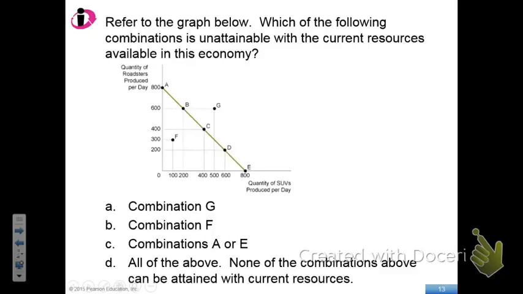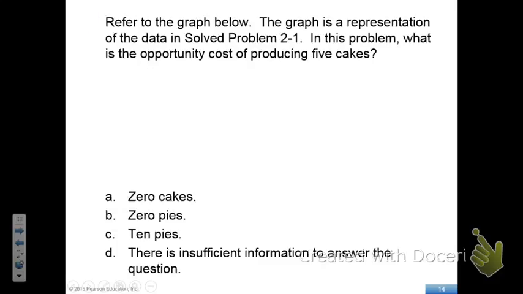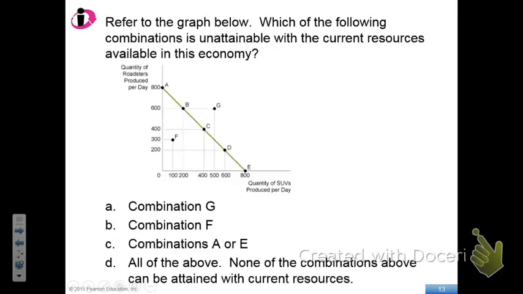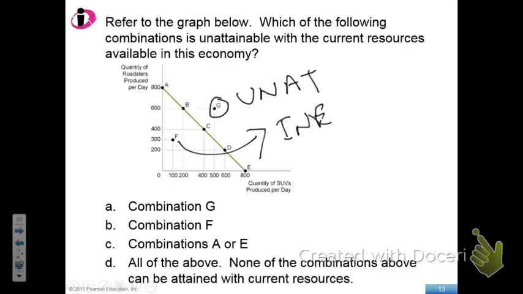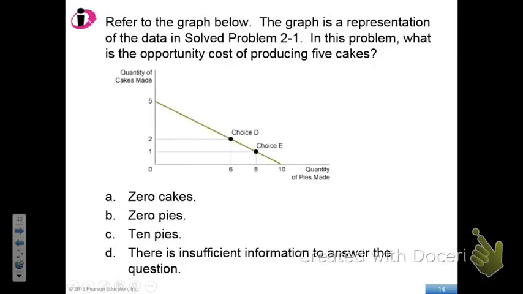Answer? Okay, so do we see that point G is clearly unattainable, right? Point G is clearly unattainable. So G is unattainable. What about F? F is inefficient, right? So please remember that. So the correct answer is A. Let's look at the next one.